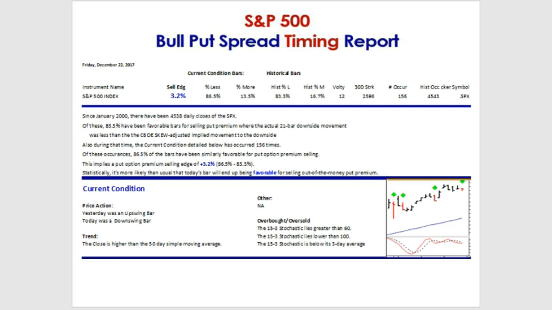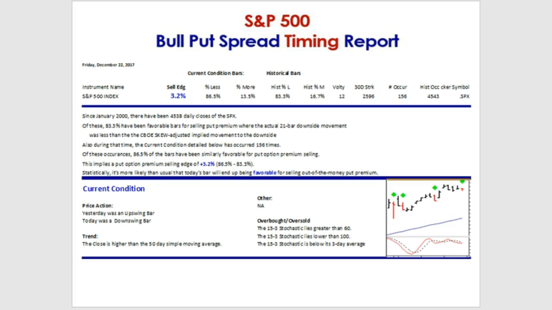Okay, but also during that time, our current market condition, as I mentioned, has occurred 156 times. Now, of those 156, 86.5% of the bars were similarly favorable, where the market did not move down as much as what was being implied.